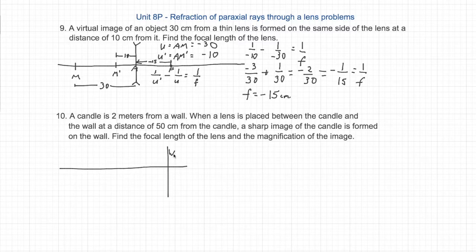Draw our optical axis. We'll draw our wall. The wall is where the image will be formed. M is our object, and we'll place the object 2 meters or 200 centimeters from the wall. It's important that all of our units are the same, so we'll change meters to centimeters. We're given that the object is 50 centimeters from the lens, therefore the wall and the image is 150 centimeters from the lens.